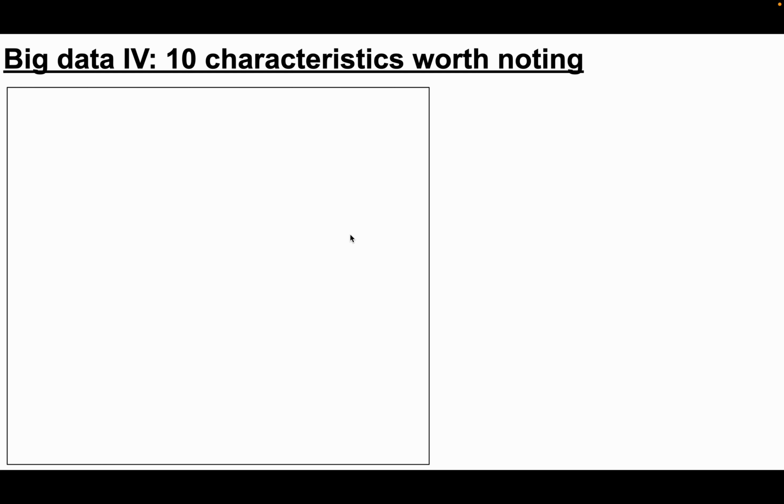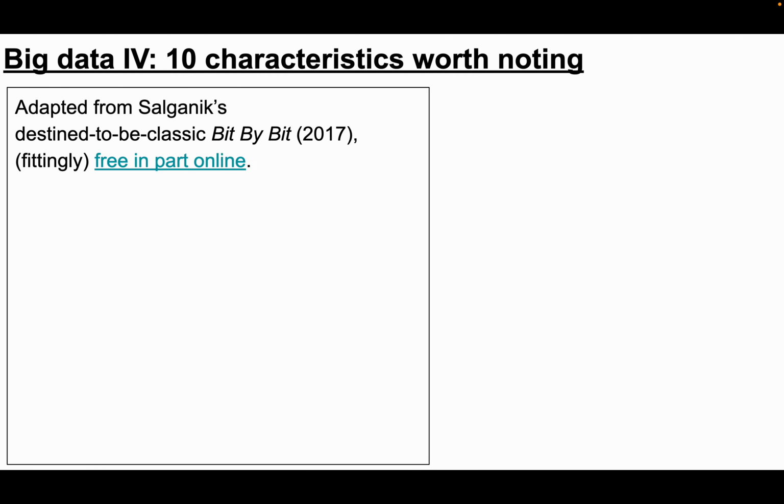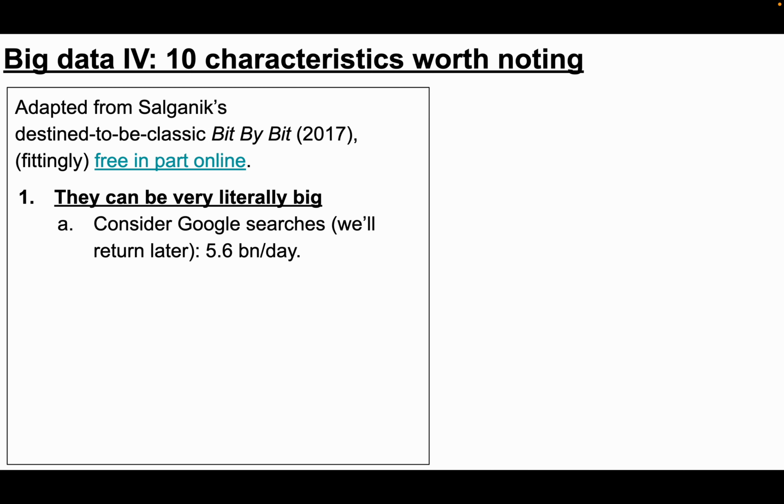So now let's take a look at those 10 characteristics. These all come from Salganik. First of all, big data can literally be very big. What do we mean by this? Well, let's consider Google searches, for instance. We'll return to these later. There are about 5.6 billion a day, which is pretty remarkable.